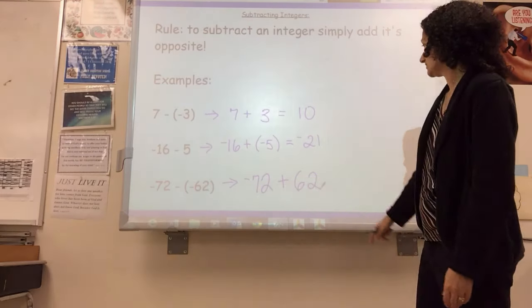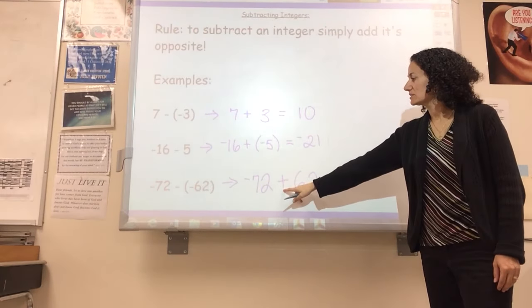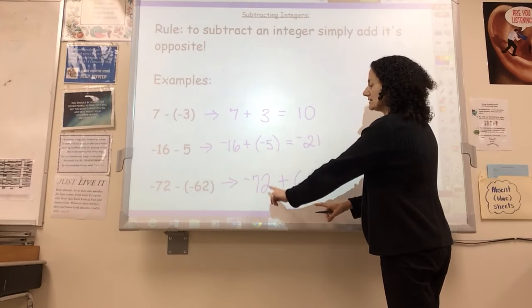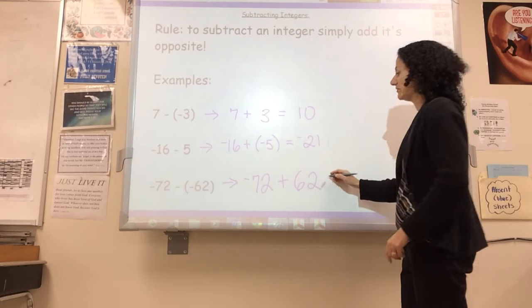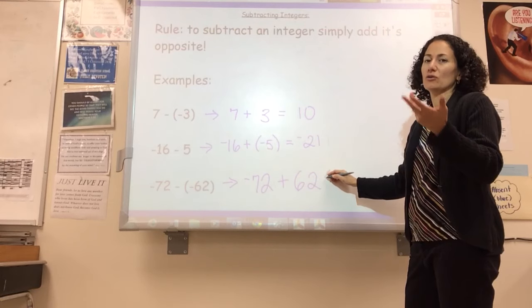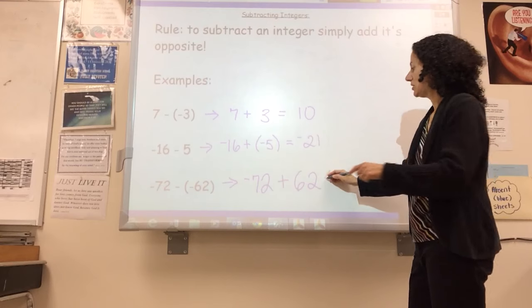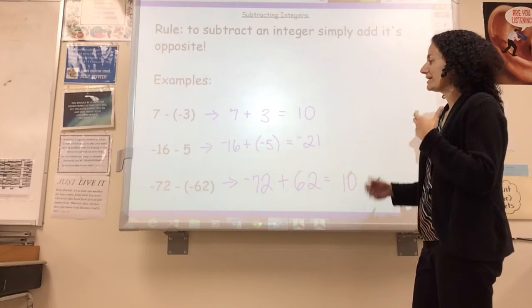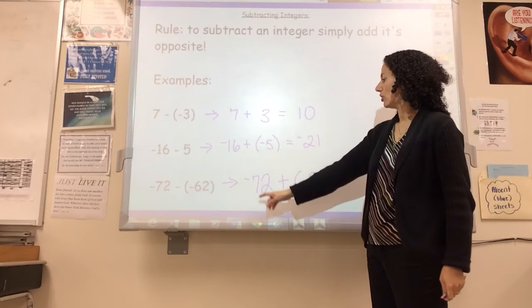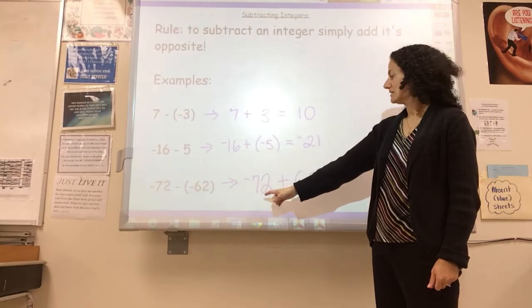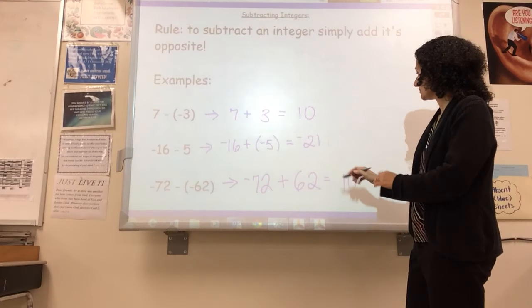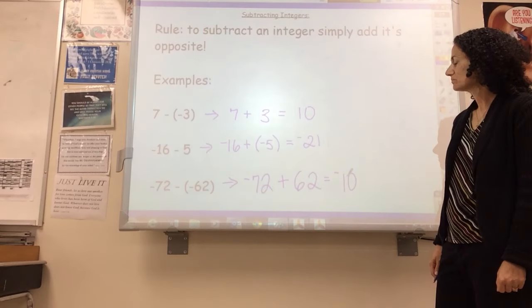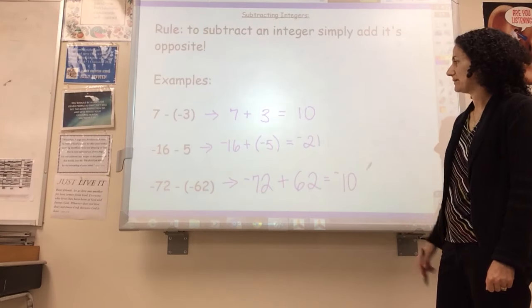So let's follow the rules for addition on this last one. Now that we have an addition sentence, we think about the rules. If you have two different signs, a negative and a positive, what do we do again? That's right, we find a difference. We subtract 72 minus 62, and that would give us 10. And then we keep the sign of the number with the larger absolute value. Since we have more negatives, the answer is going to be negative. Our larger absolute value is negative 72, so our answer is going to be negative 10.